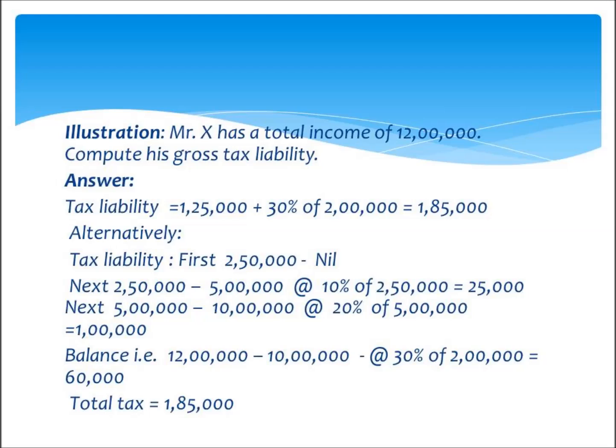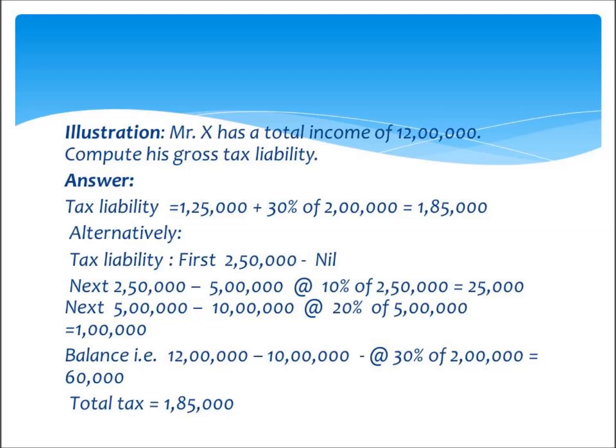In that, we'll just start from the beginning of the slab from 2,50,000. So for the first 2,50,000, Mr. X is not liable to pay any tax. For the next 2,50,000 to 5 lakhs, he is liable to pay tax at the rate of 10%. So 10% of 2,50,000 is 25,000.